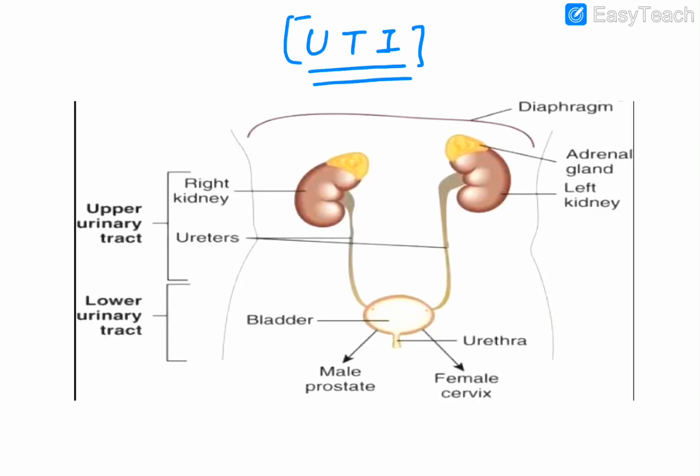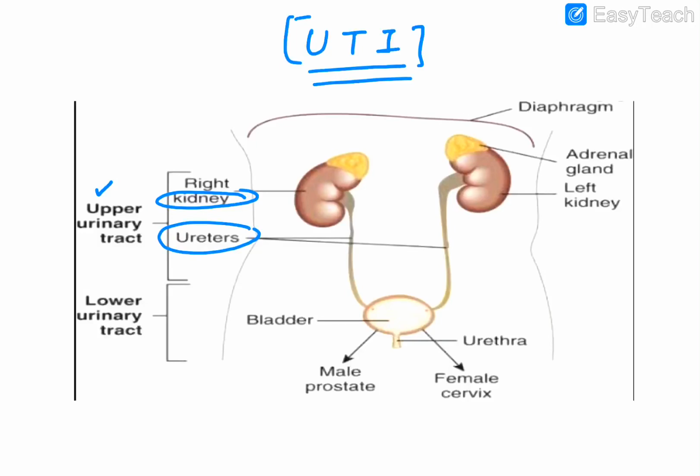To understand this topic, a very simple thing you need to do first is remember what is the upper urinary tract and what is the lower urinary tract. If you have this idea, then it becomes a cakewalk to understand UTI. First, what comes in the upper urinary tract? As is clear from the picture, the kidneys and the ureters are involved in the upper urinary tract.